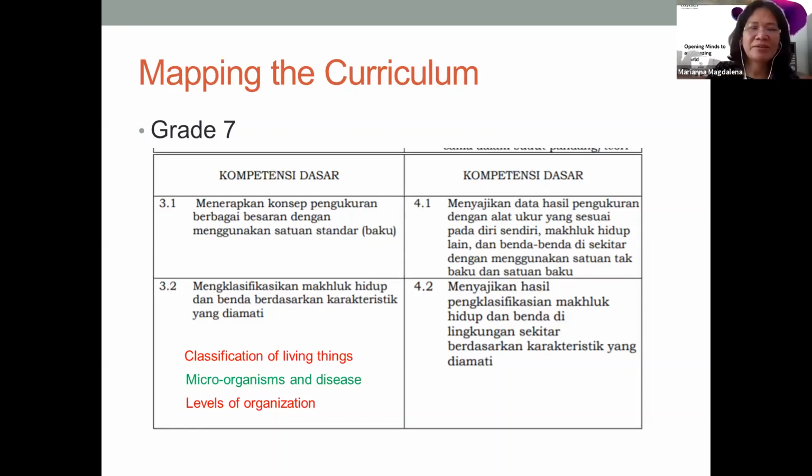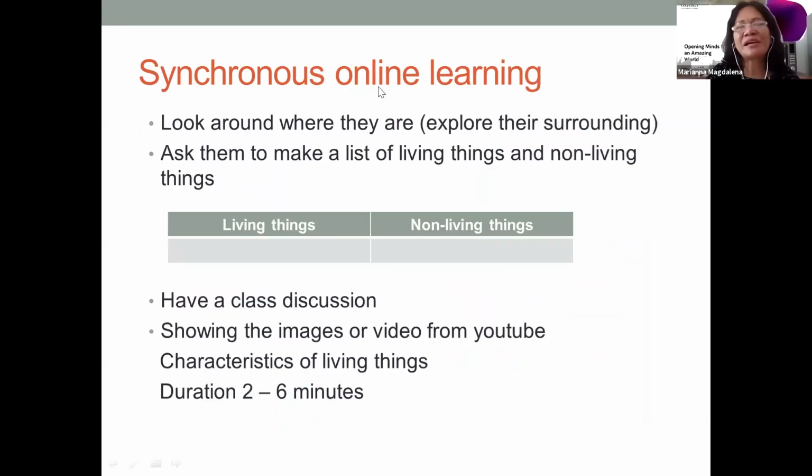Let's say we start with synchronous online learning. Remember, we are going to combine 3 KD. This is from the teacher's guide: look around where they are. Even though you teach synchronous online learning, using gadgets and computers, you have to mix the activities. Students look at the screen and then students do something.